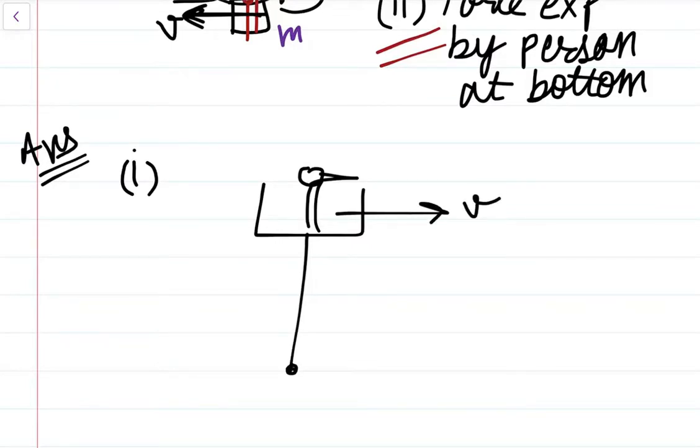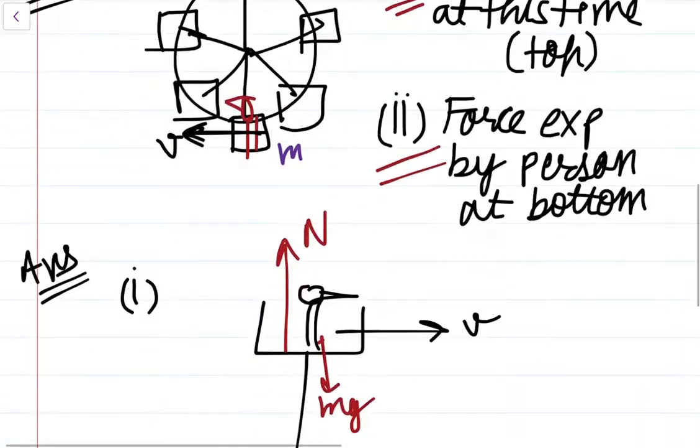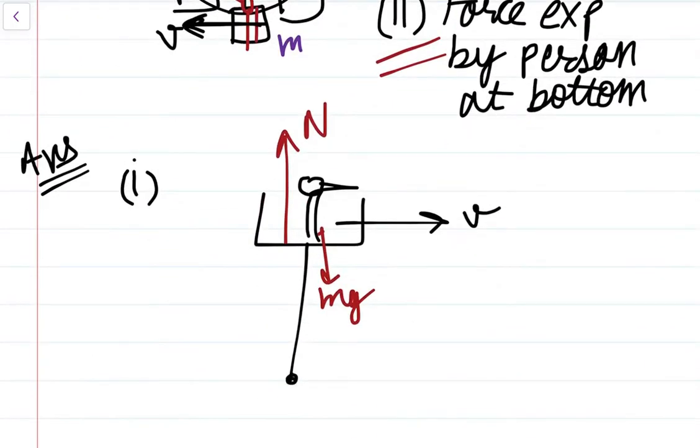Its mass is m, so the downward force mg will come, and of course the cabin in which he is sitting will apply a normal force upwards like this. We have to find this normal force, because this is the force experienced by the person, not mg, but the normal is the force experienced by the person. So our goal is to find the normal reaction.